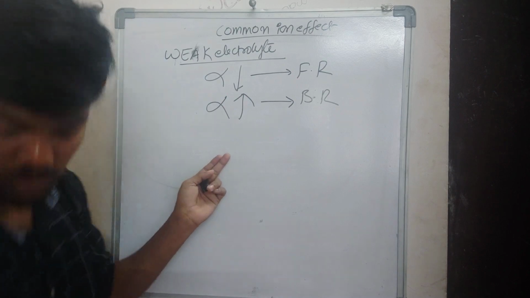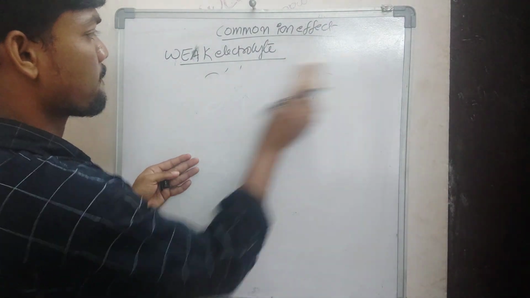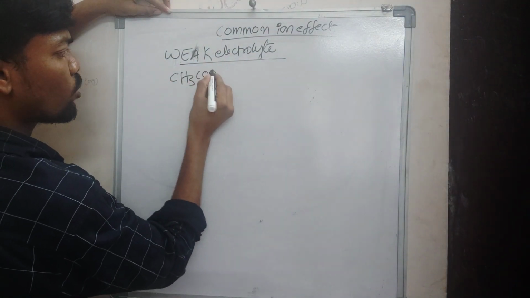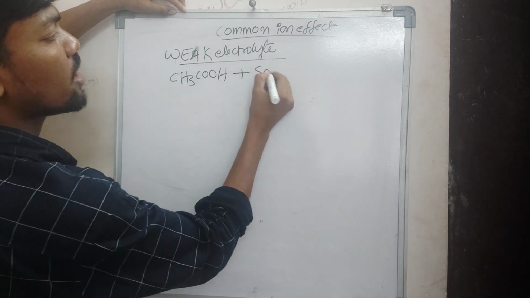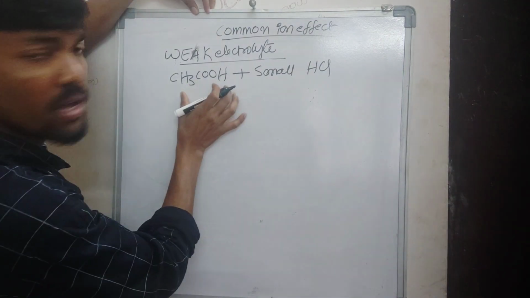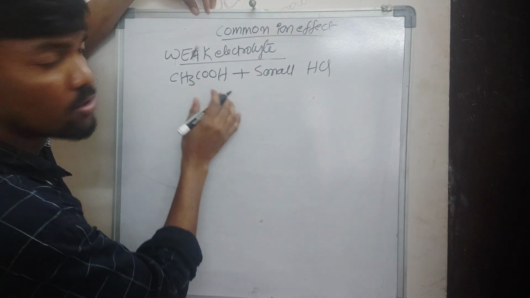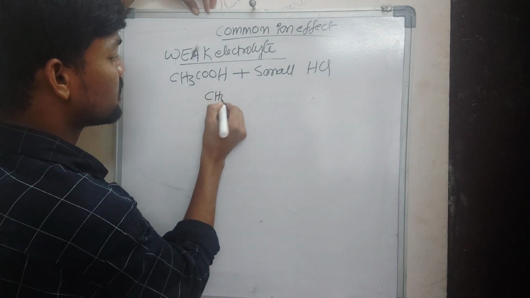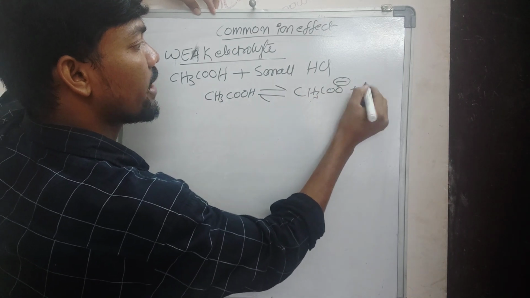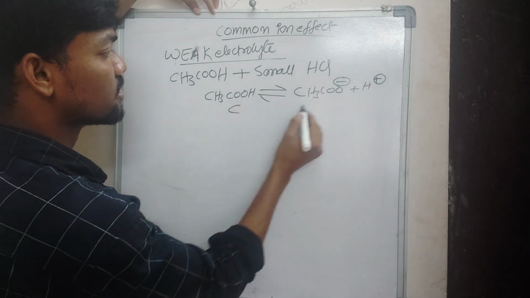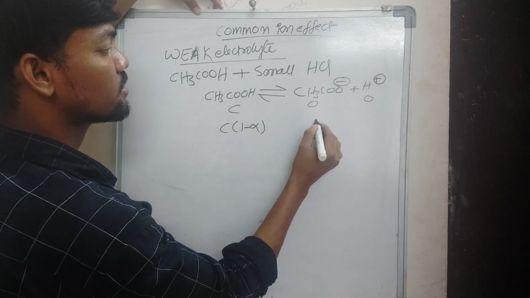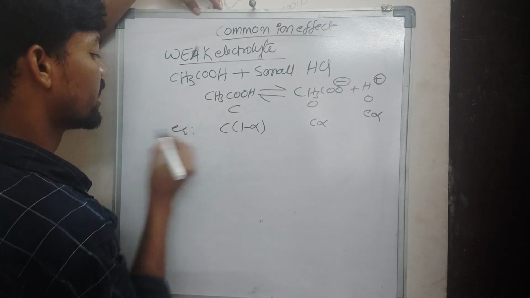Okay, take one example. What happens here? Weak electrolyte: suppose CH3COOH is there plus a small amount of HCl. First of all, this is a weak acid. It undergoes a reversible reaction. You know that CH3COOH gives rise to CH3COO minus and H plus. Now, how can you find the concentrations? Initially it is C, 0, 0. Finally you will get C minus C alpha, C alpha, and C alpha at equilibrium.